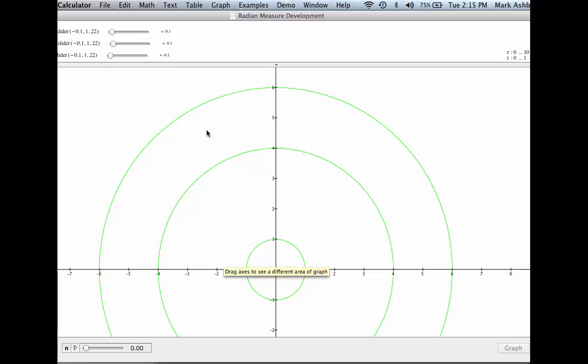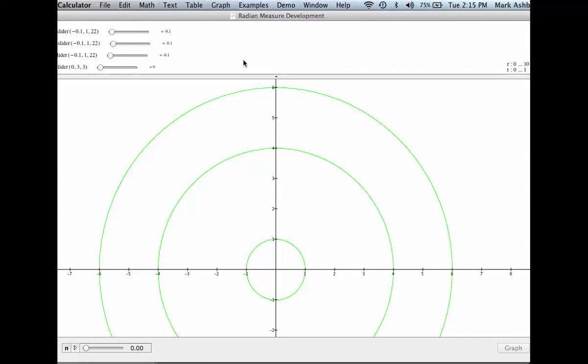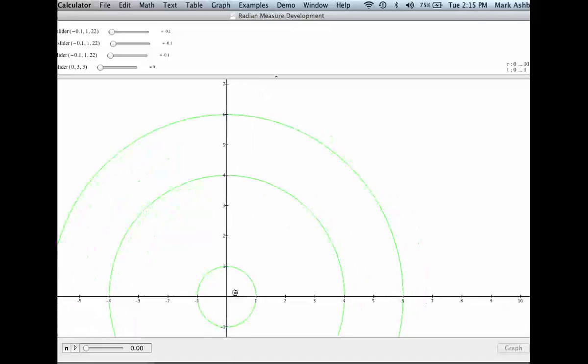Question? Why would it pick 360? Okay, that's a good question. Where did the 360 come from in the first place? Anybody know the origin of 360? I think I know who did it, but I don't know exactly.